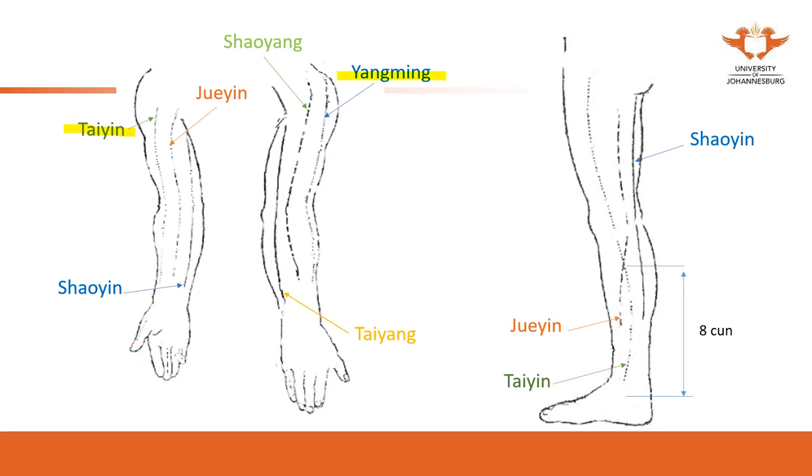On the arm, you can also see this stays in a similar area: the front side of the medial, the front side of the lateral, Shao Yin and Tai Yang. The Shao Yin meridian is the heart meridian. The Tai Yang meridian is the small intestine meridian. These two are also coupled meridians and also coupled Zang Fu.